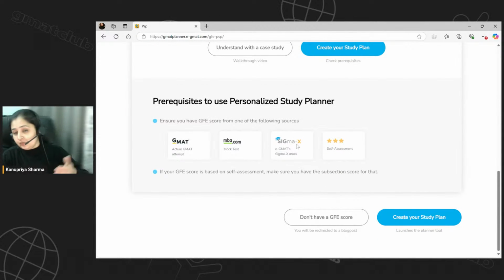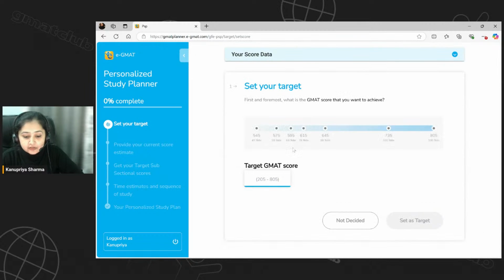What you need to know to create this plan is where you are at currently. You can get your current abilities if you have taken actual GMAT recently, or if you have taken a mock test on MBA.com, or Sigma X mock. The first Sigma X mock, that is the eGMAT mock, is available for free for everyone. So if you want, you can take that mock and get to know where you stand right now.